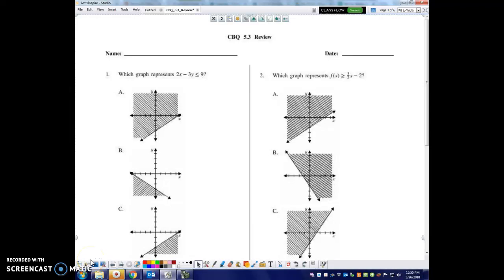Alrighty, so you have a test tomorrow, so this is the review for the test. Let's go through it. Question number 1. Which graph represents 2x minus 3y is less than or equal to 9?